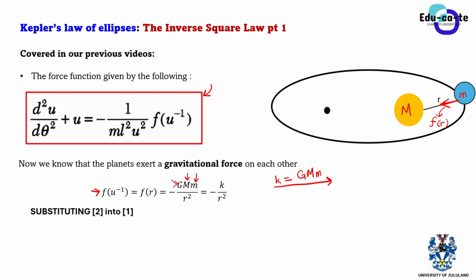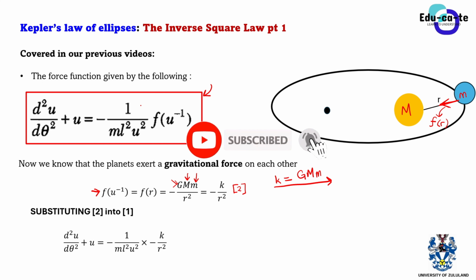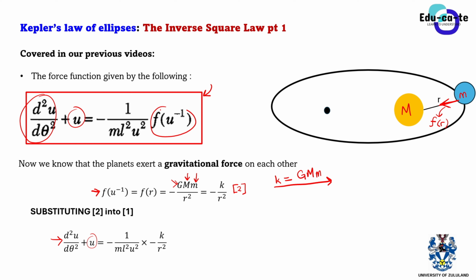So we can now substitute equation 2 into equation 1. In this case, our equation 2 is this one. We substitute it into equation 1 and we'll have something like this. Remember that equation 1 had d squared u over d theta squared plus u equal to negative 1 over m l squared u squared. And now instead of writing the force function f of u to the power minus 1, we write negative k over r squared, because the force is the gravitational force, given by negative k over r squared, where k is just the product of these three constants.